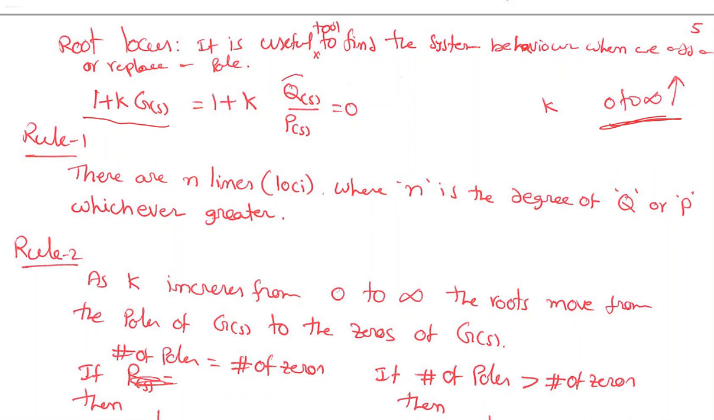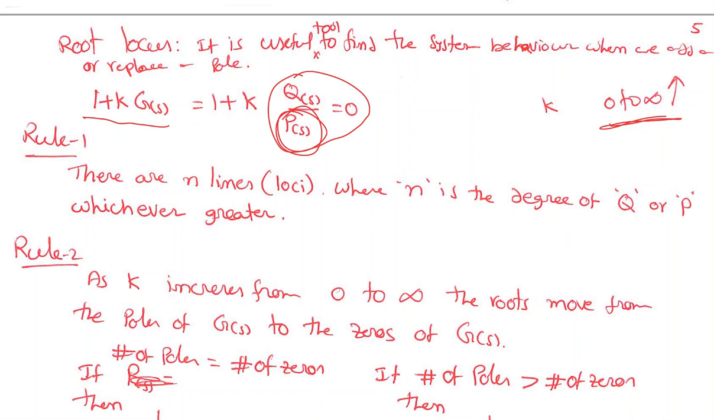Here is a system. Q indicates the zeros and P indicates the poles. So these are the rules, not the steps. You have to keep all these rules in your mind when you're drawing a root locus.